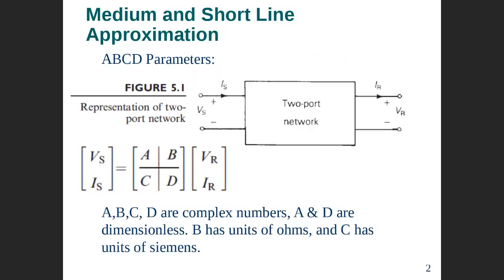So we discussed also to relate them. VS, for example, will be A times VR plus B IR. You see, we are multiplying this way, row by column. So A VR plus B IR. What about IS? C VR plus D IR. So we want to find these ABCD parameters. These A, B, C, and D are parameters that relate the sending end with the receiving end voltage and currents.